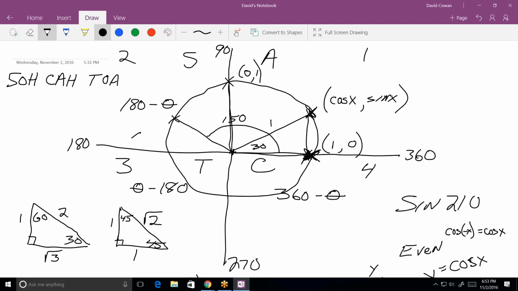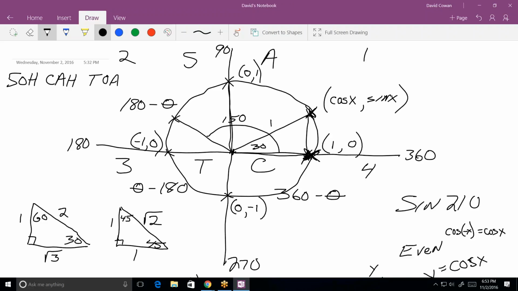In other words, when I get over to this point here, clearly that's negative 1, comma 0. So the cosine of 180 is negative 1. The sine of 180 is 0. Get down to here, finally, the 270 angle, and I can see that the coordinates are 0, comma, negative 1.